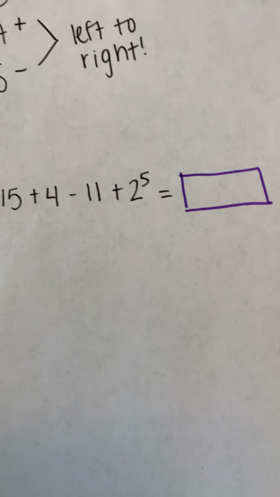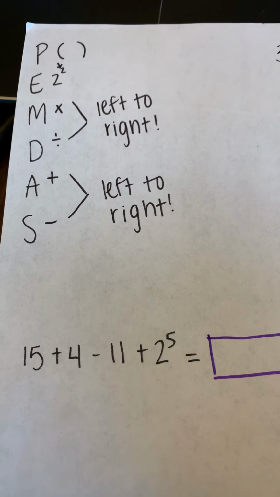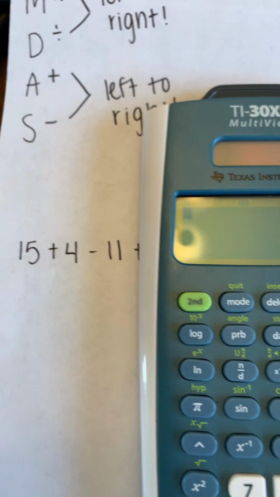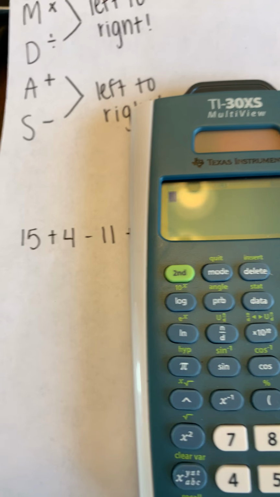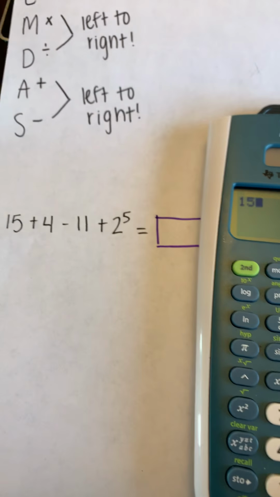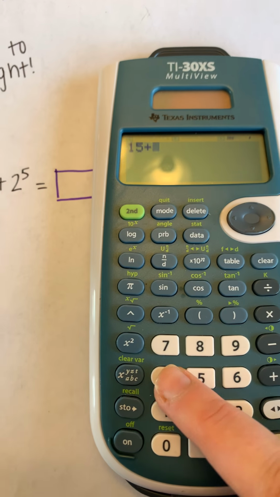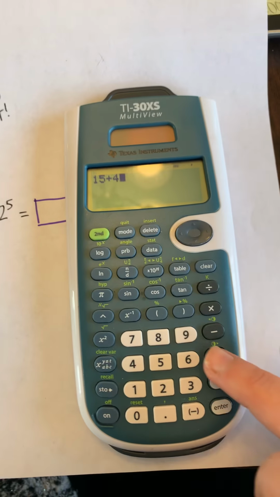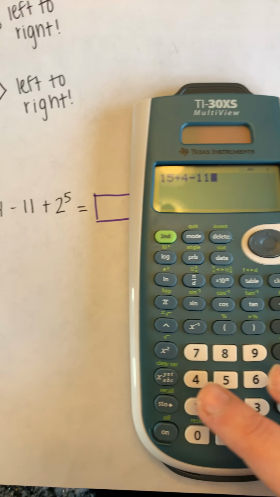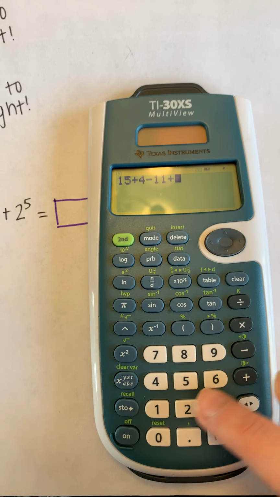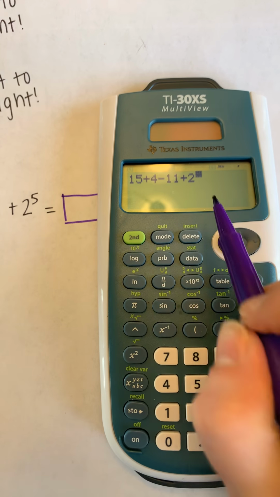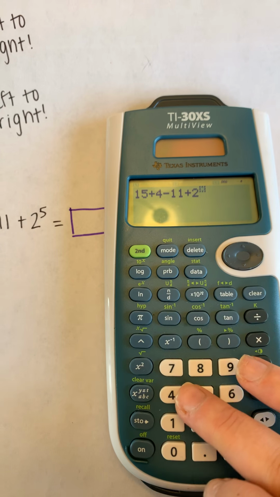That's where you're going to put your answer. So let's say that I didn't want to do all this work and remember all that PEMDAS stuff, and I just wanted to type this into my calculator. I can easily do that. I can do 15 plus 4 minus 11. Oops. Plus 2, and then I'm going to bring that up arrow again to get my exponent. My box shoots up to the corner, and then I put my 5.